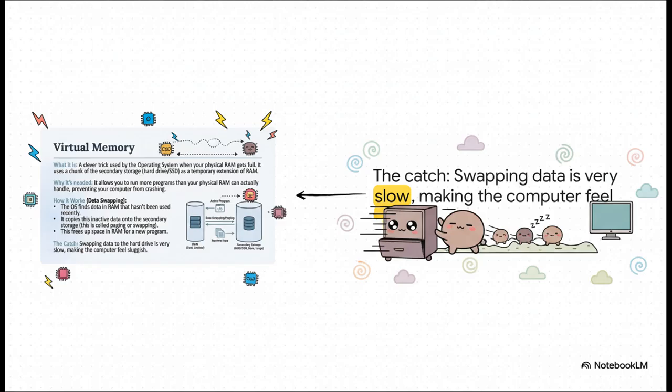And the type of filing cabinet really matters. An old spinning hard drive is like a cabinet down the hall, but a modern solid-state drive, or SSD, is like having the cabinet right next to your desk. It's still slower than RAM, but it makes a world of difference.